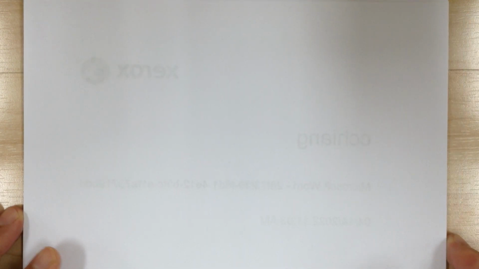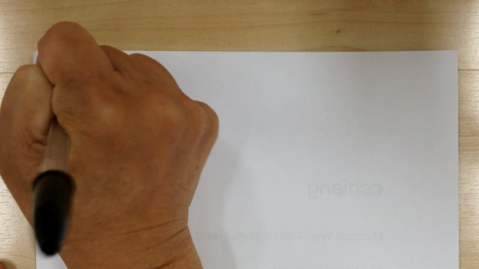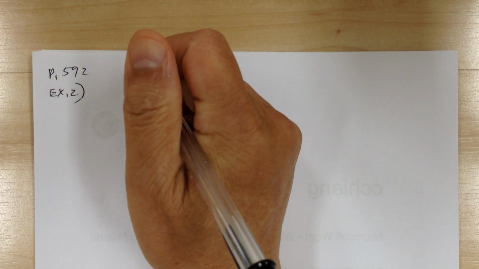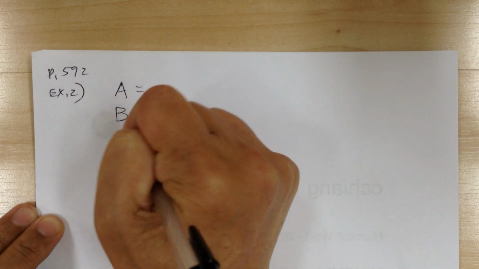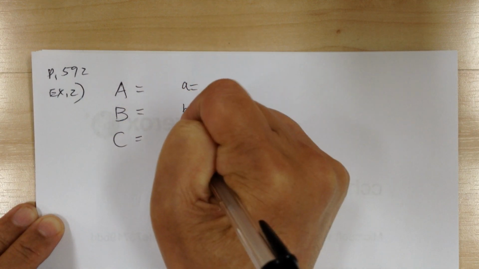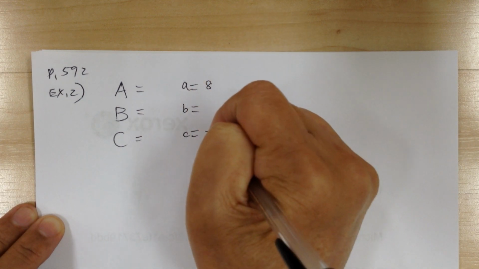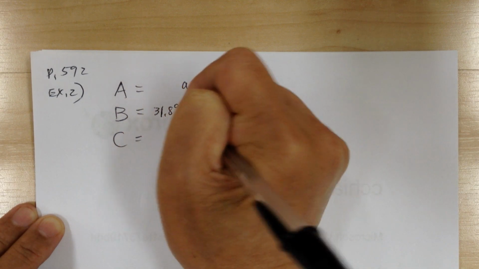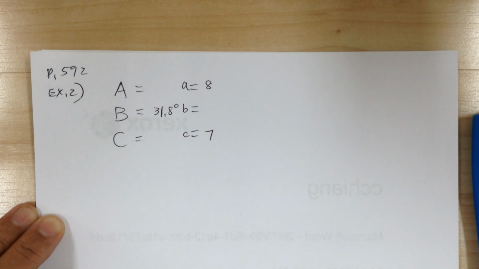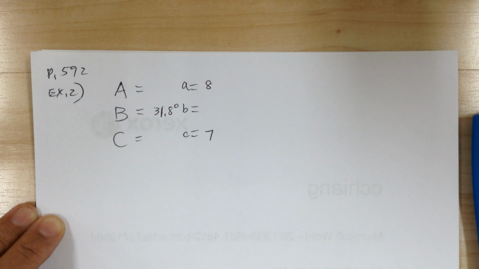Okay, let's go to example 2. Again, you're solving, so you write down your A, B, C, and small a, small b, small c. And if small a equals 8, small c equals 7, and angle B equals 31.8 degrees. So again, all three letters are different. You've got A, B, C. So all three letters are different.